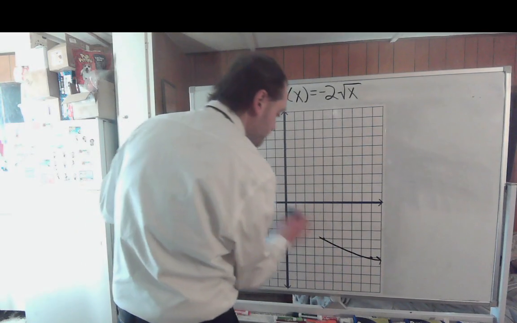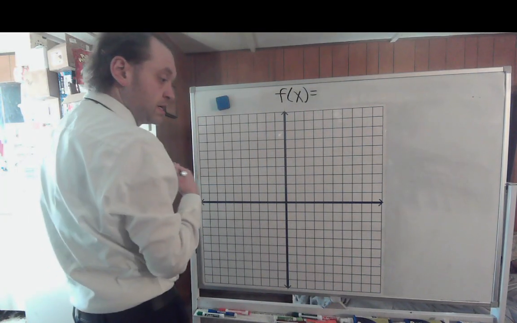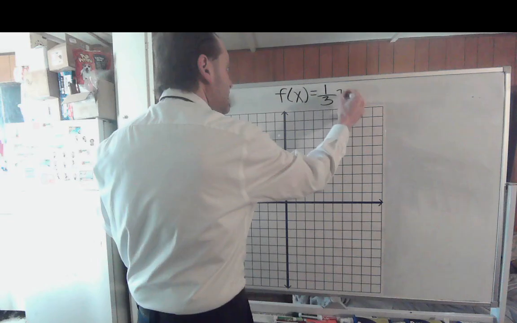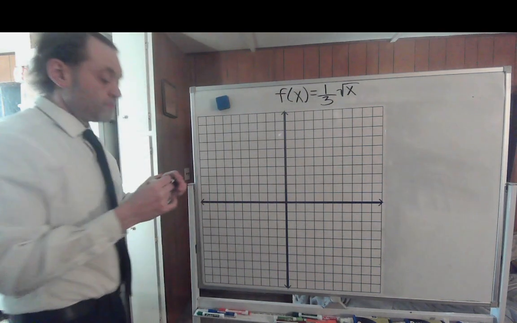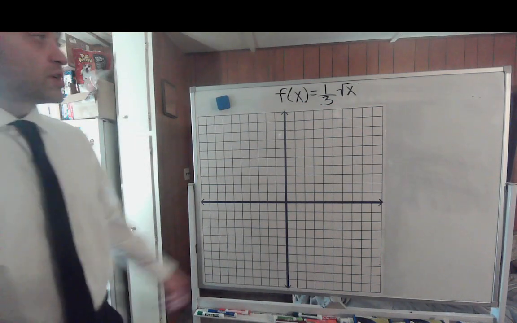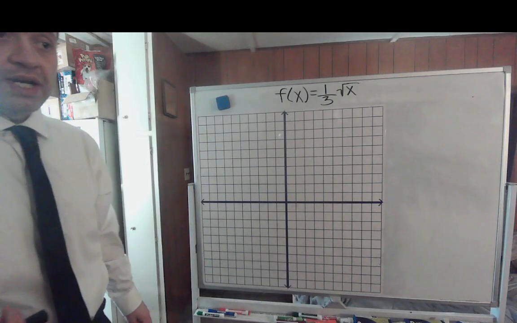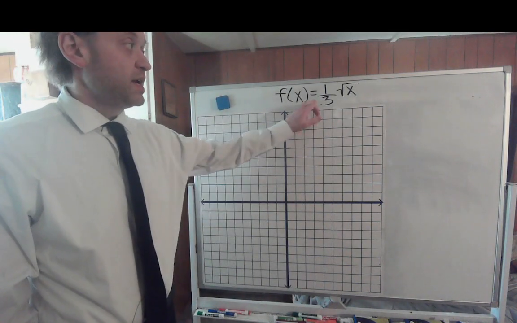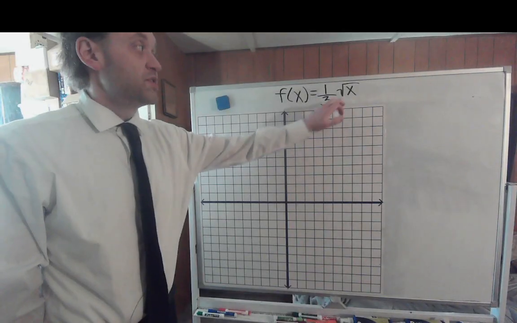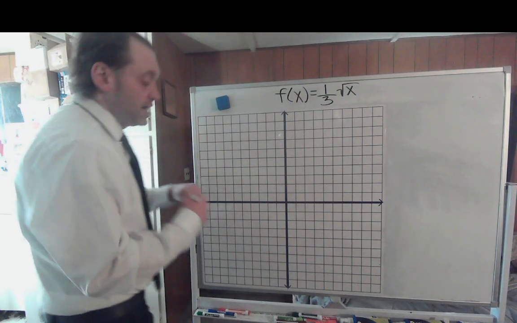All right. Let's say f of x equals 1/3 times the square root of x. Well, the coefficient is greater than 0 but less than 1, so this is going to be a vertical shrink. And it's a vertical shrink since the coefficient is outside of the square root operator. So let's, of course, put in 0 for x. You still get 0.